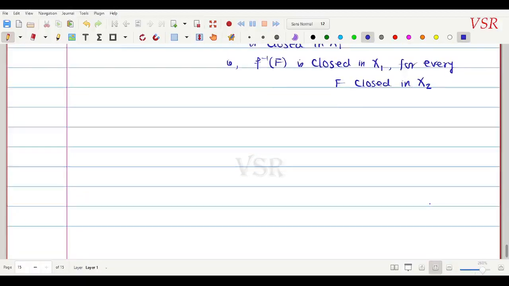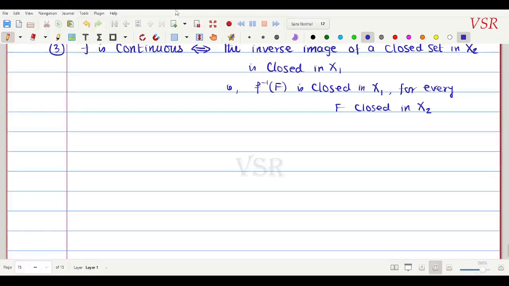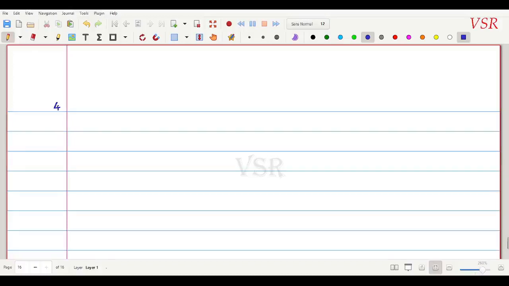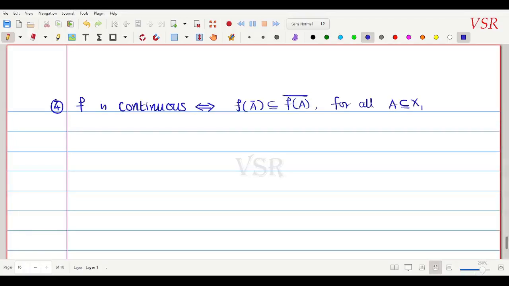Now we'll prove another characterization. So number 4: what we are proving here is that f is continuous if and only if f of closure of A is a subset of the closure of f of A, for all A a subset of X1. That is, the function f goes from X1 to X2. Is it okay? So f is continuous if and only if f of A closure is contained in f of A the whole closure. That is what I am going to prove.